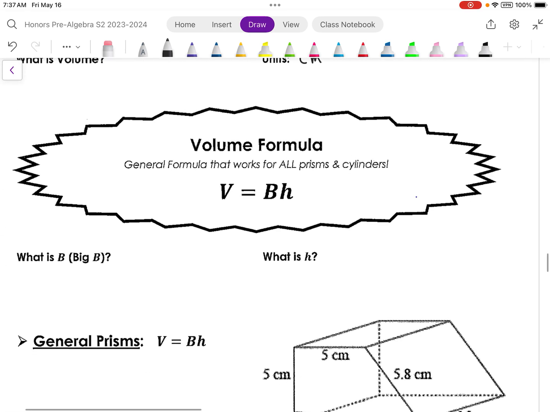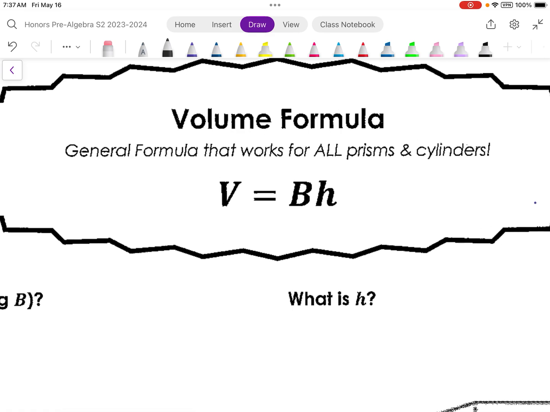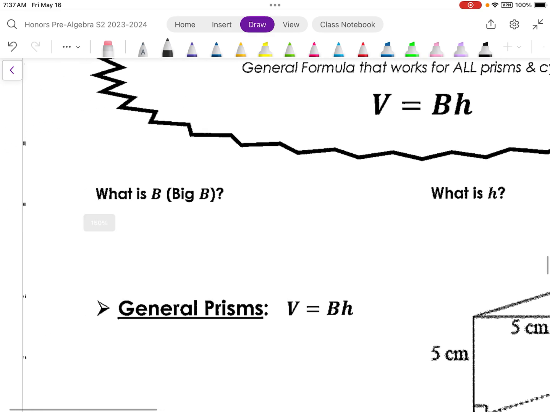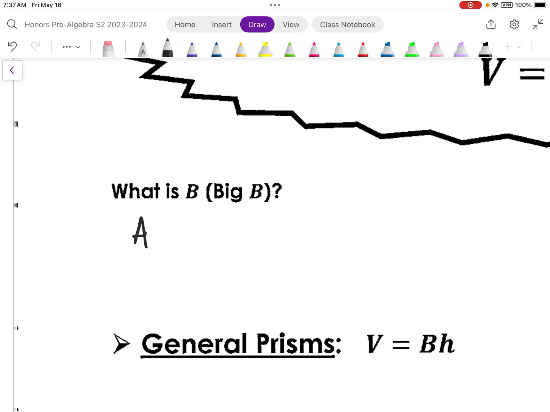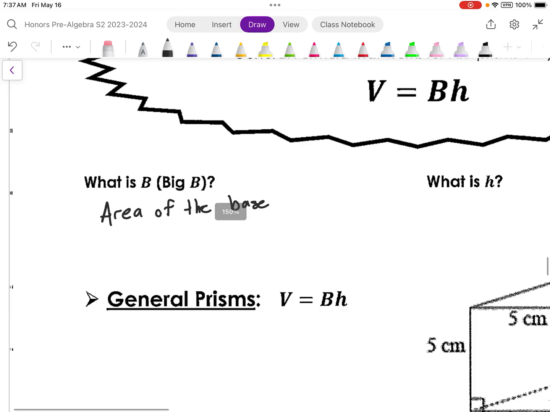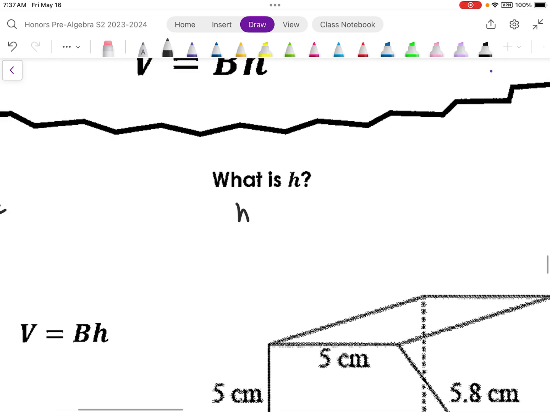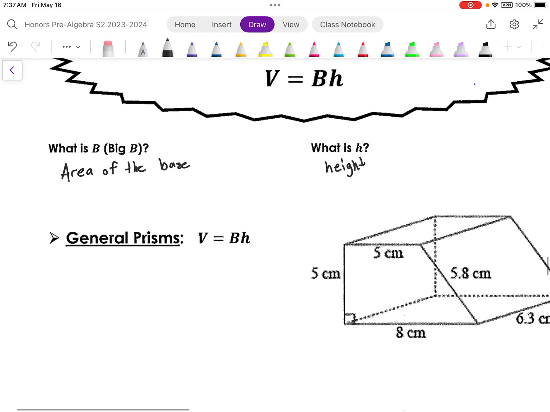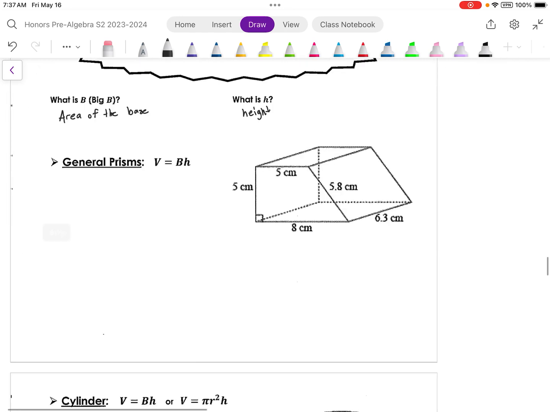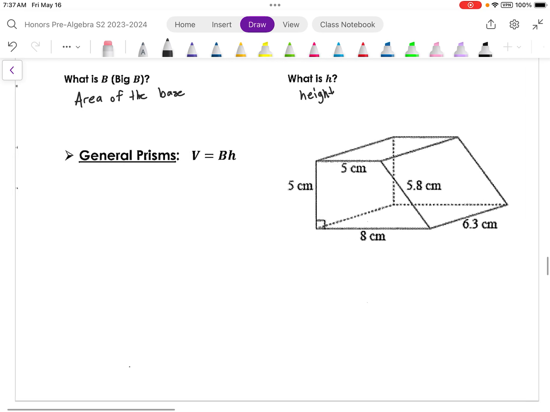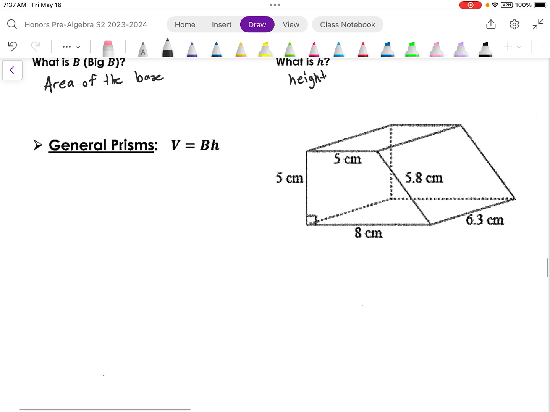Now, the general volume formula for all prisms and cylinders is V equals big B times H, where big B is the area of the base and H is height. So we're going to find the area of the base and multiply it by the height. Let's start by finding the volume of this composite figure.